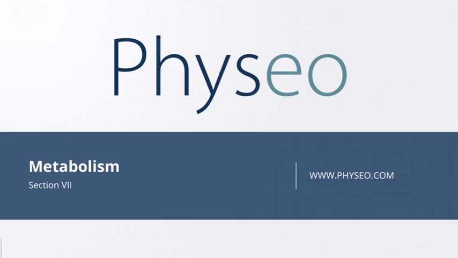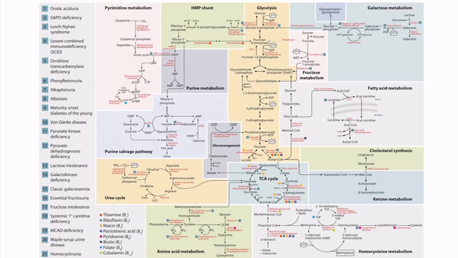Welcome to section 7 of metabolism. In this section, we'll be discussing glycogen. Let's get started. This is the metabolic map provided in section 1 of metabolism.